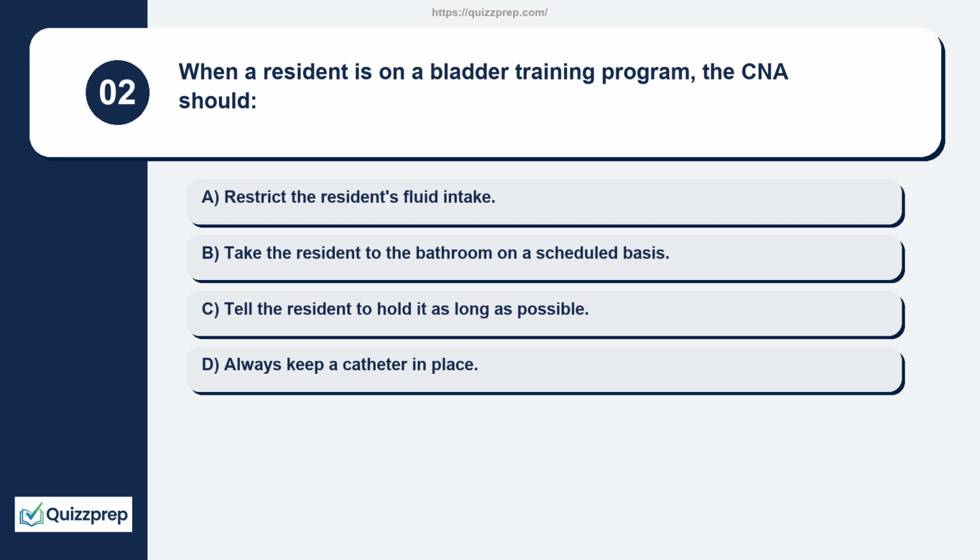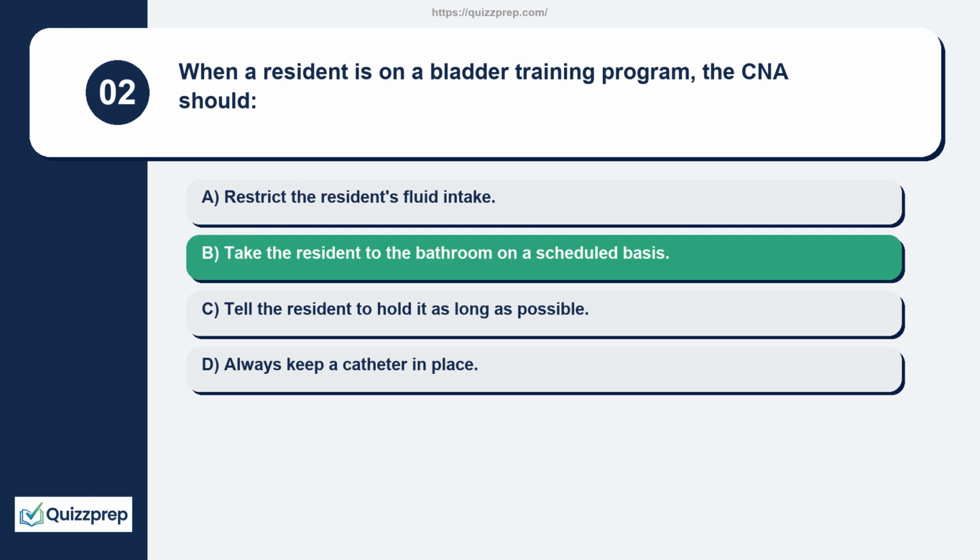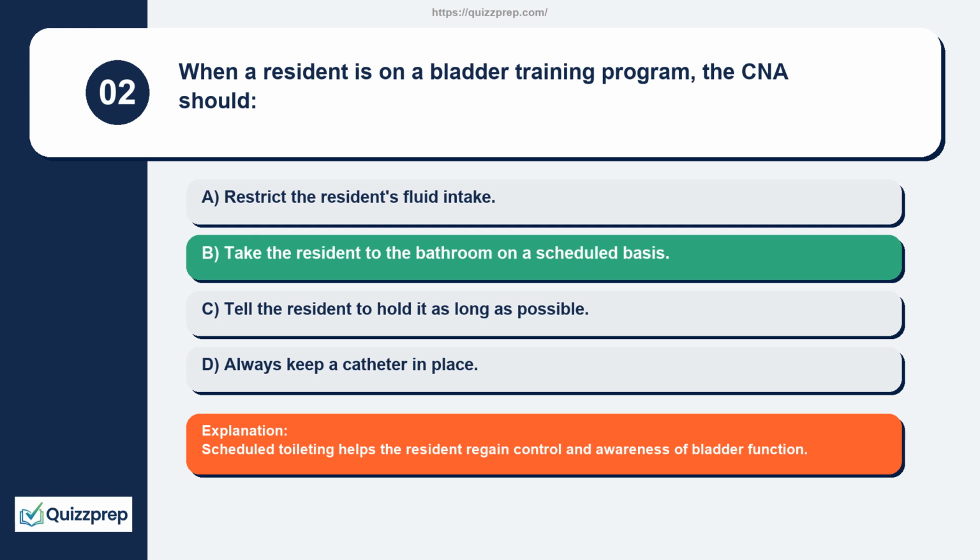Question 2. When a resident is on a bladder training program, the CNA should restrict the resident's fluid intake. Take the resident to the bathroom on a scheduled basis. Tell the resident to hold it as long as possible. Always keep a catheter in place. Scheduled toileting helps the resident regain control and awareness of bladder function.